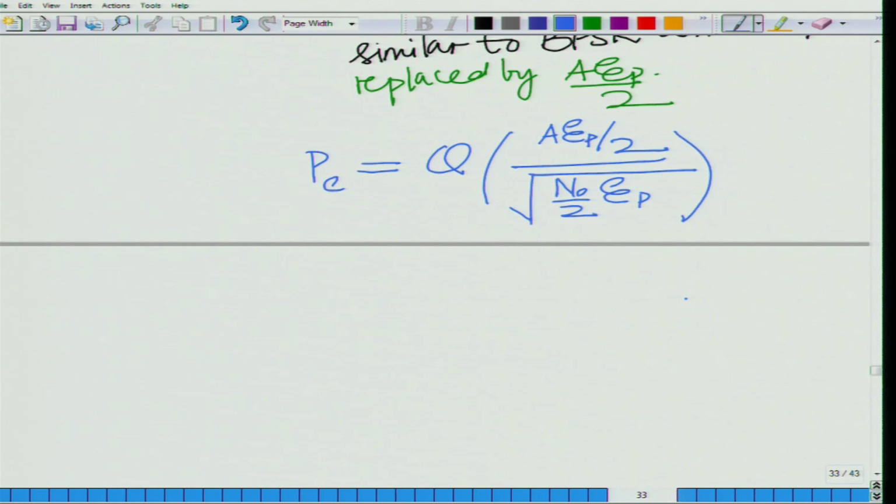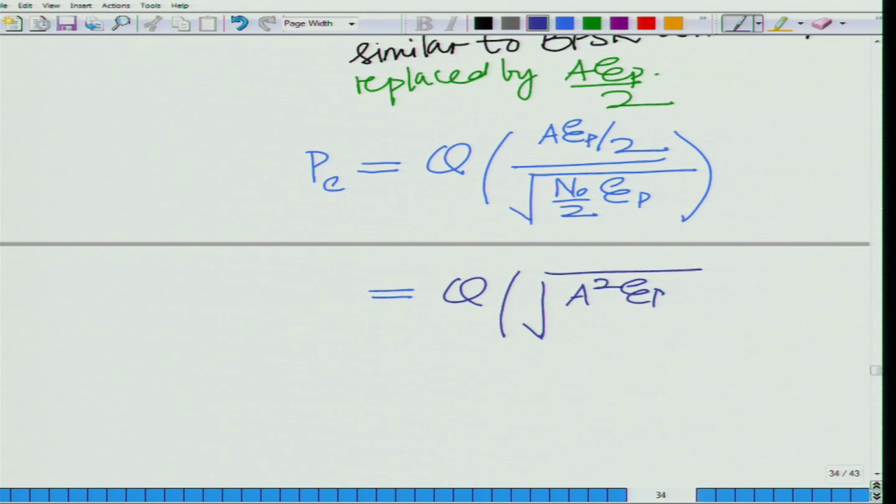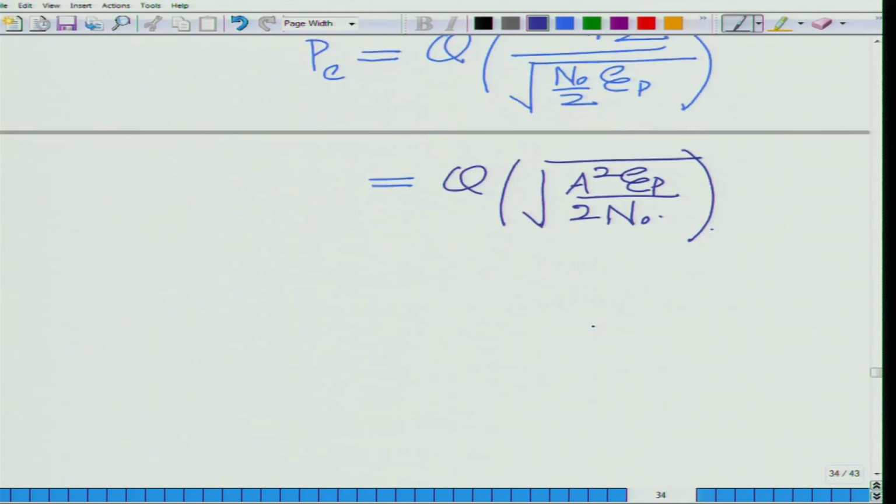Now, let me first simplify this, which is equal to Q of the square root of A square E_p by N naught, which is equal to 2 A square E_p by 2 N naught.